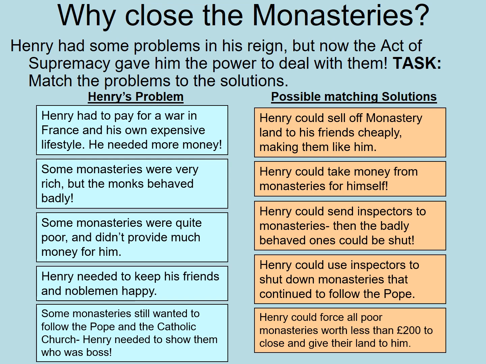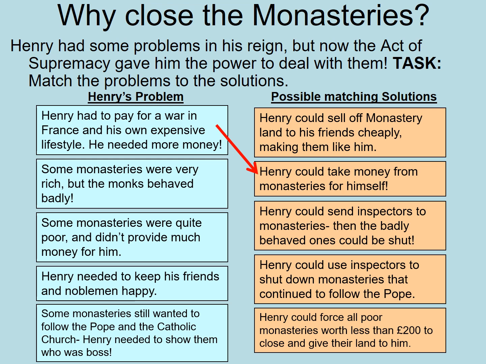Okay, if you need a bit of a hand, let's have a look at the first problem. Henry had to pay for a war in France and his own expensive lifestyle. He needed more money. That would match up with Henry could take money from the monasteries for himself. Okay, we'll have a look at the other answers in a moment, but pause the video while you complete the task now. Let's have a look at the other answers.